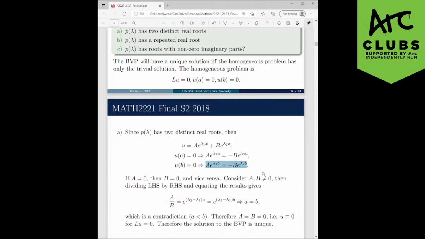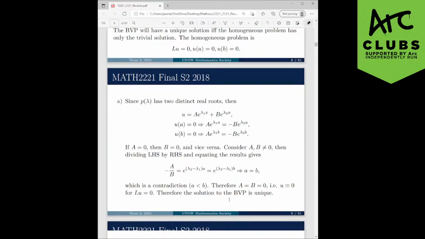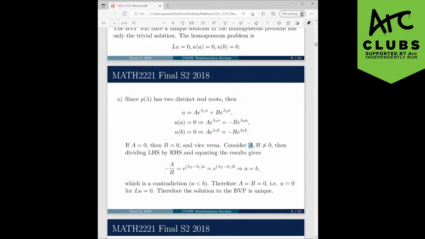Repeat for the second equation, you'll get another negative a on b, but this time it'll be equal to e to the power of lambda 2 minus lambda 1 b. These exponentials are equal to each other, so go ahead and equate the indices, and little a equals little b, which is a contradiction to the original question, since little a has to be smaller than little b, and you've just proved that capital A and capital B can't both be 0.